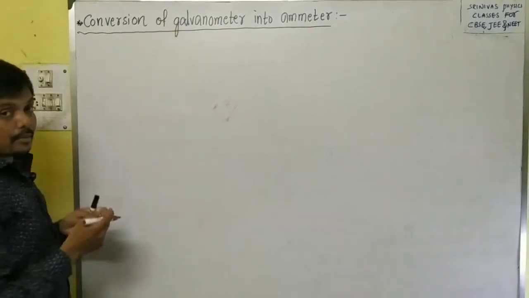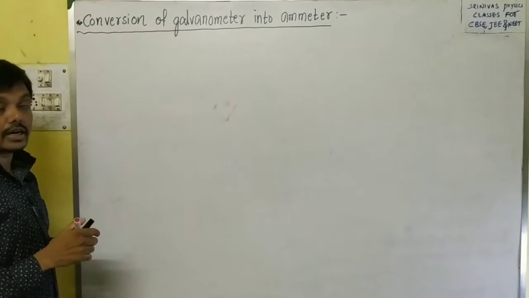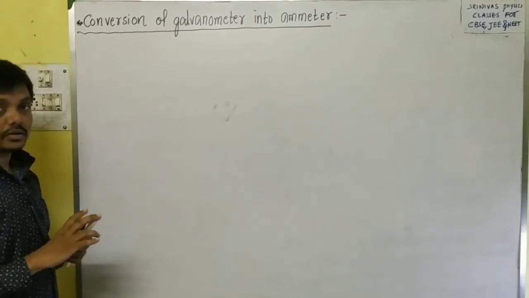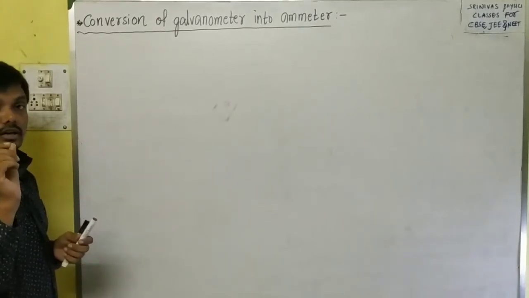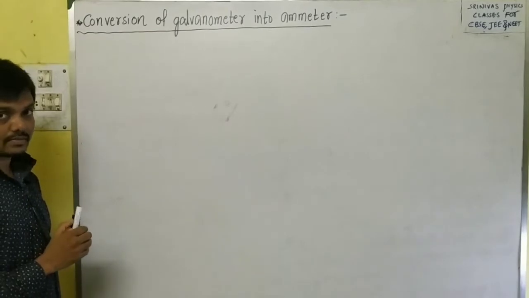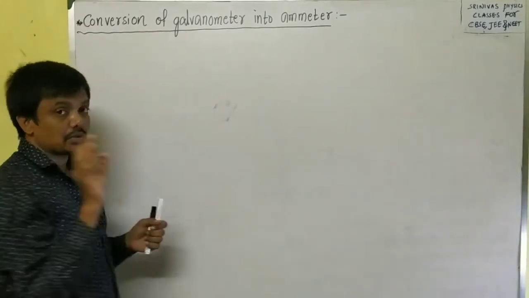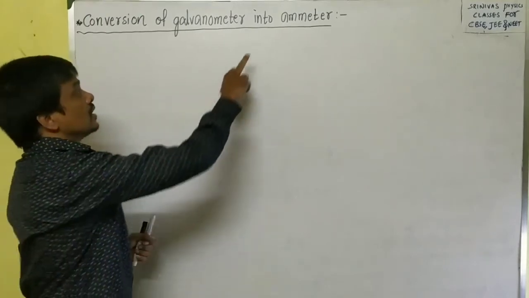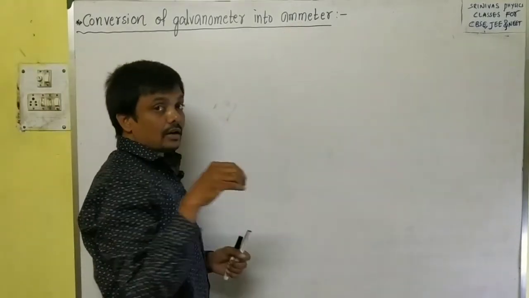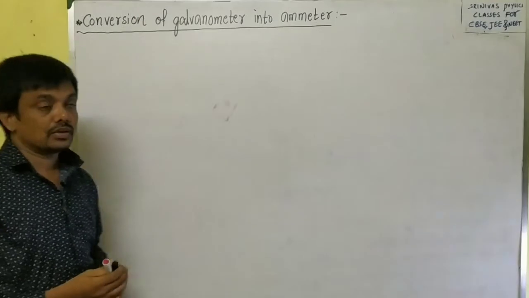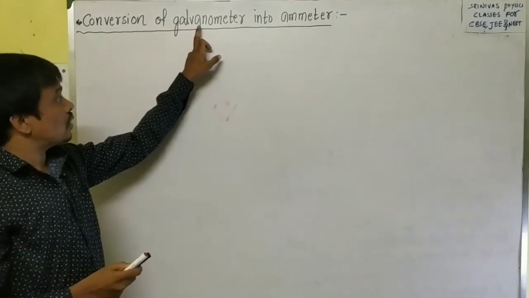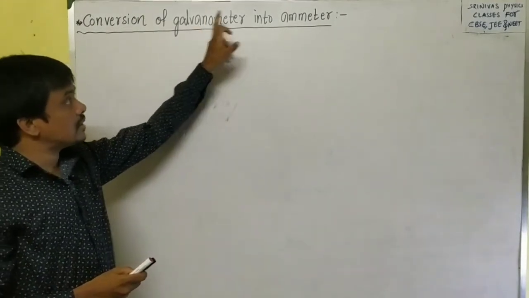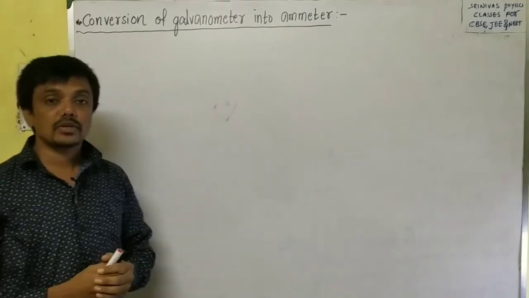What is a galvanometer first? Galvanometer is a small device used to measure small currents or voltages. An ammeter can measure large currents also. I want to convert the galvanometer into an ammeter. For that purpose, what do we have to do?